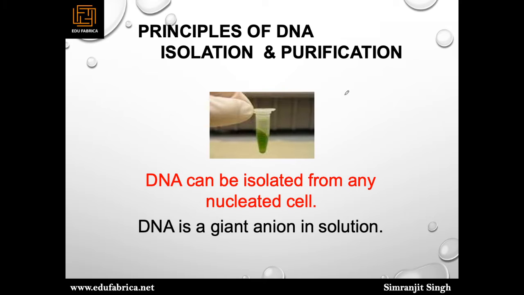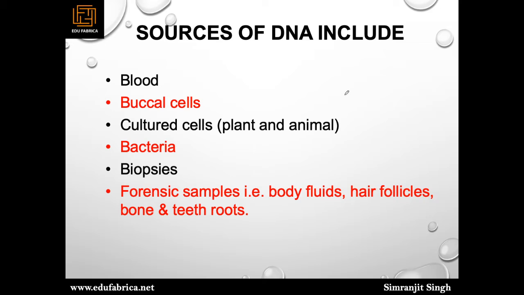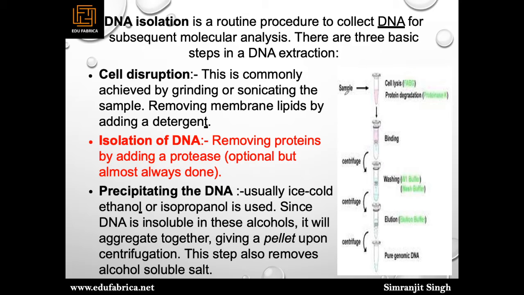Now comes the last topic, the principle of DNA isolation and purification. DNA can be isolated from either nucleated cells or from giant anionic cells. The basic principle is that first we lyse the cell, then we isolate the DNA, and then we precipitate the DNA with the help of alcohol. Based on these three principles, DNA isolation can be done from either plant cells or animal cells. The sources you can use for DNA could be blood, buccal cells, cultured cells, bacteria, biopsies, forensic samples, so all could be used. This is a routine procedure for isolation of DNA.